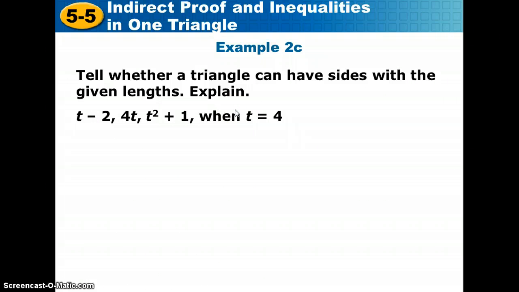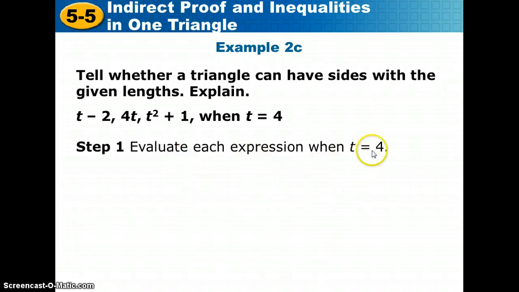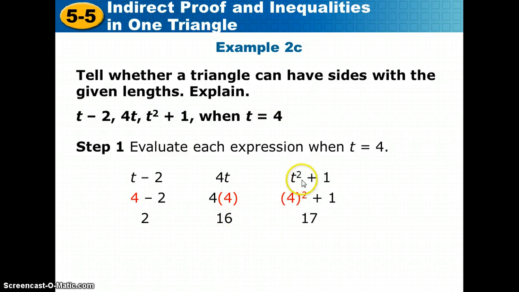In example 2c, we have to do a little bit more work. Because they give me a value for t, I have to set up and evaluate each expression for t to find the 3 measurements that I'm using. So we're going to plug 4 in for t in all 3 cases here. First, t minus 2 when t is 4 gives us a side length of 2. 4t when t is 4 gives us a side length of 16. And t squared plus 1 when t is 4 gives us 17.